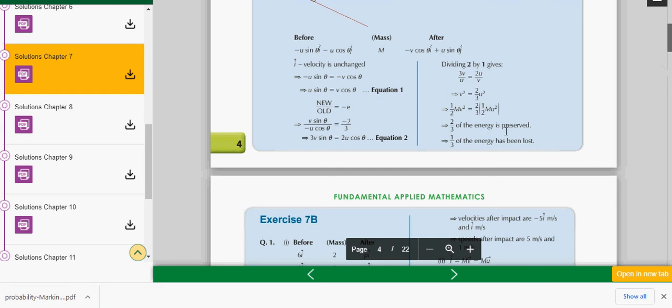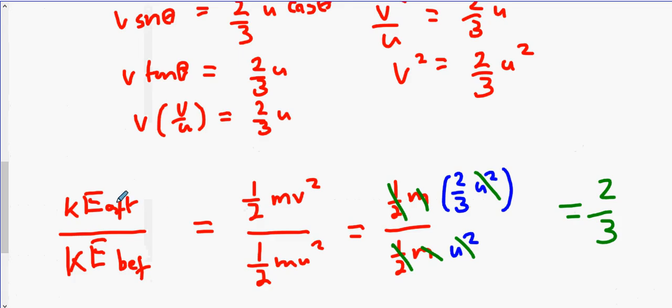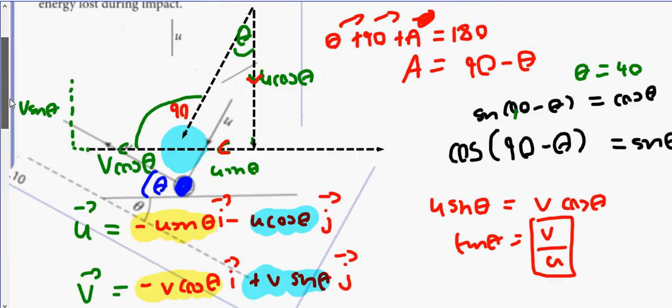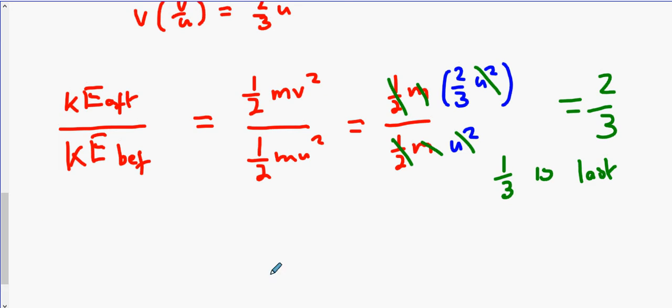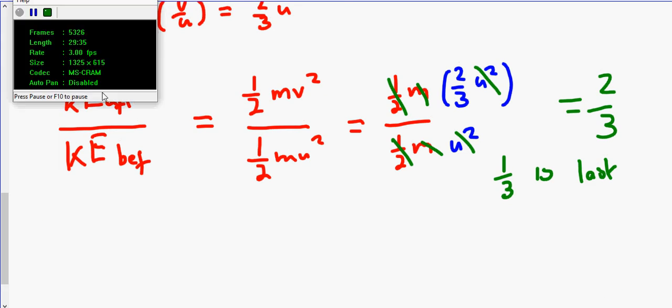So 2/3 of the energy is preserved. Because the KE afterwards is 2/3 of the KE before, this means 1/3 is the fraction of kinetic energy lost. 2/3 is preserved, 1/3 is lost. Alright guys, that is questions 12, 14 and 15.